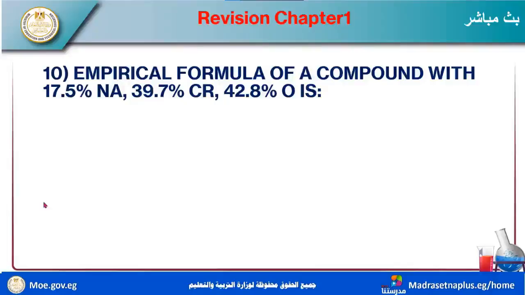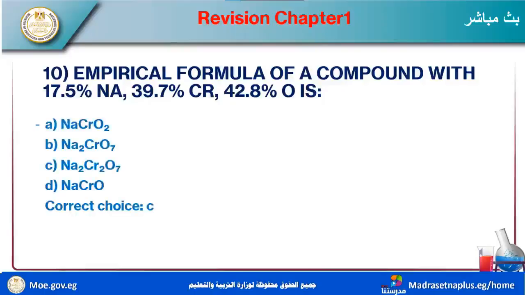You must divide 17.5 by the molar mass of Na, 23, then 39.7 by the molar mass of chromium, exactly 80, and 42.8 divided by 60. You get fractional numbers in these equations, and we must know the way to handle them. The result is Na2Cr2O7.